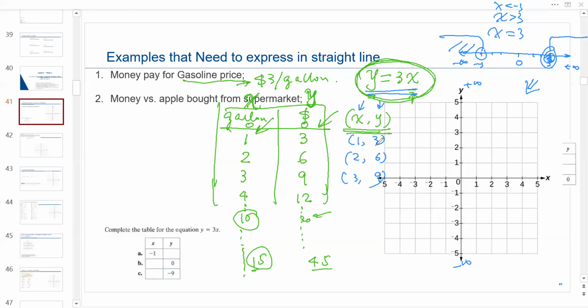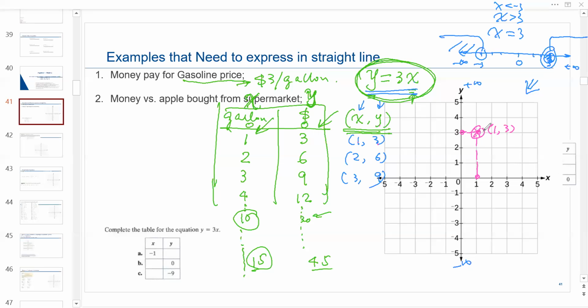Something like 1 and 3. So 1 belongs to x, 3 belongs to y, right? So for x, you pick 1. For y, you pick 3. This way, it is actually this dot. This dot is 1, 3. We put this dot in the x, y system. This is y, right? Y is vertical. X is horizontal. We call it the xy plane coordinate system.